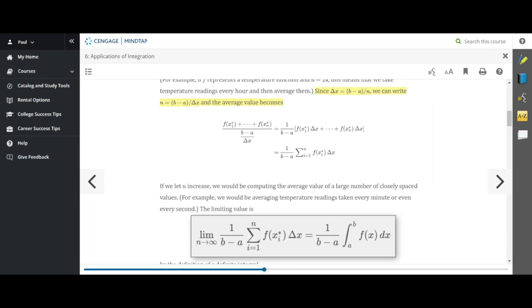And there's the formula. Now this is section 6.5. It's not on your second exam. It'll be on your third exam, right? But there you go. Now you have a formula for the average value of a function. The average value of a function is equal to 1 over b minus a times the integral from a to b of f of x dx. Are there any questions on that?